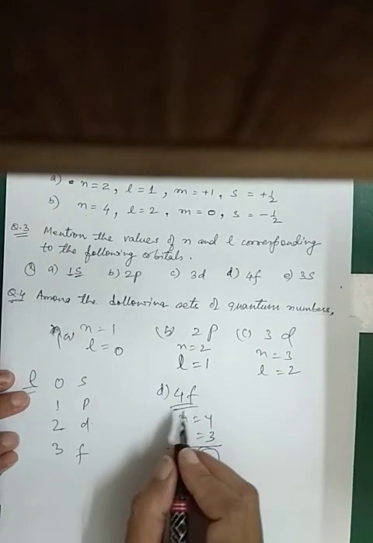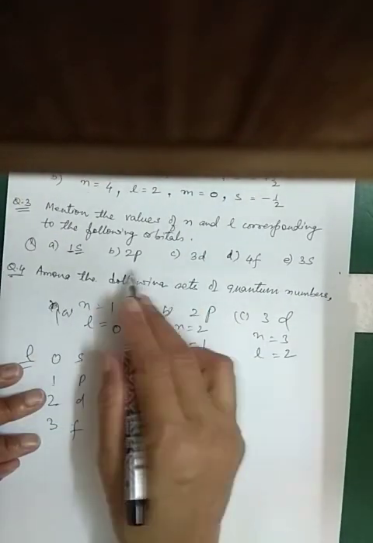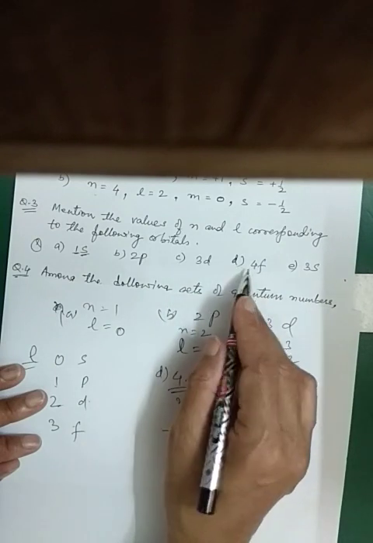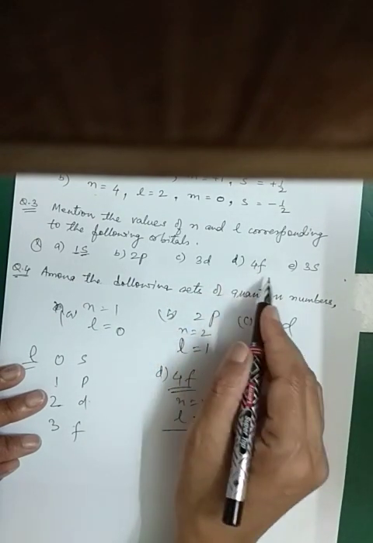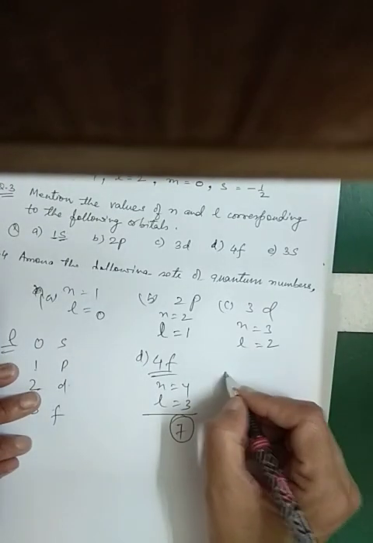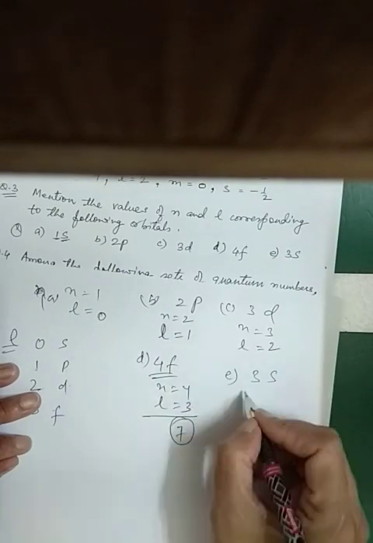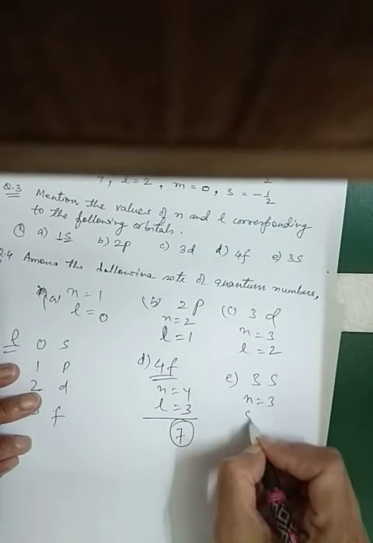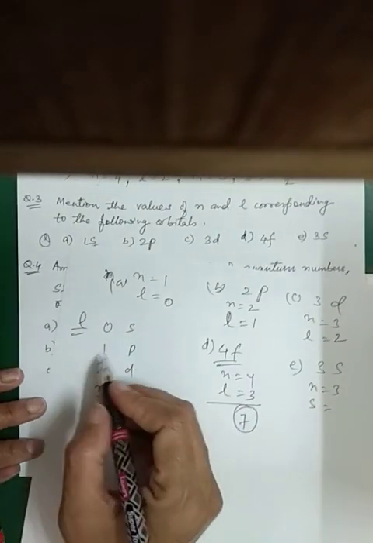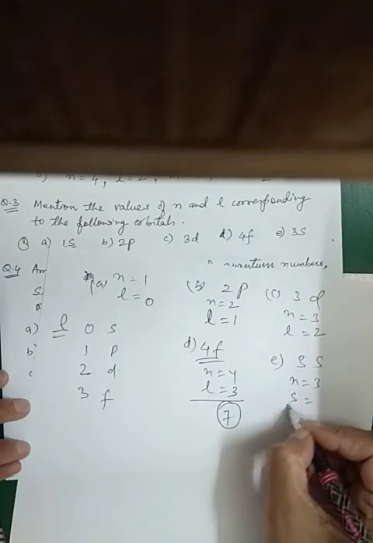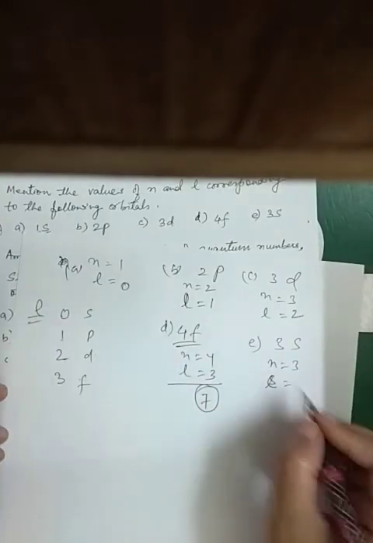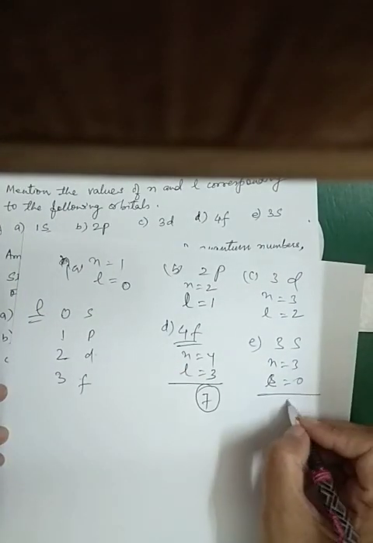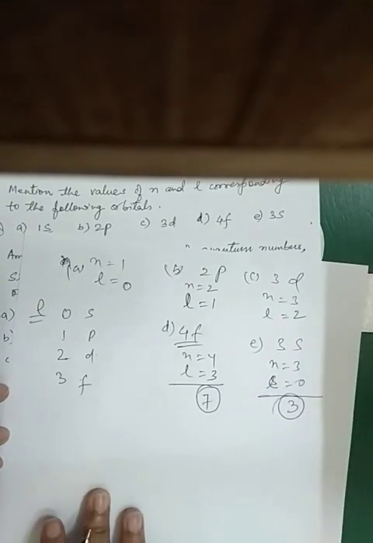Generally we have studied n plus l value. This question is to make you understand the value of n and how to calculate the n plus l value. Next is 3s. So what will be the n value? n value is 3. For s, the l value is always 0. So total n plus l value is 3. Like that.